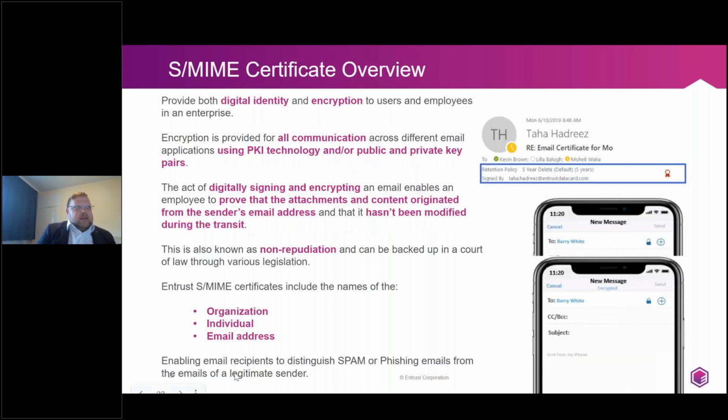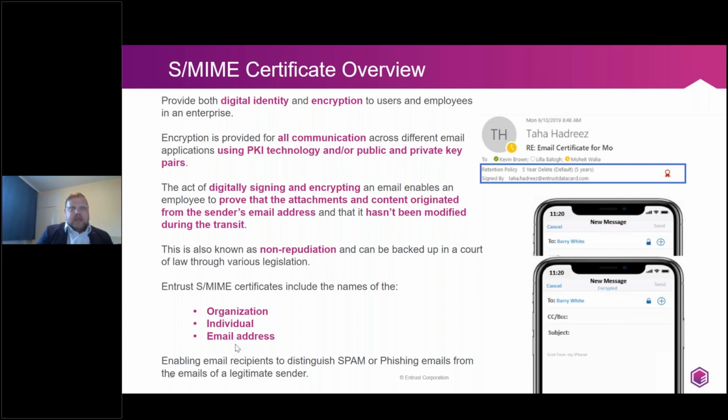So I just want to chat a little bit about SMIME certificates. Again, this is another category of certificate. SMIME stands for Secure Multi-Purpose Internet Mail Extension, and it can help enterprises in a few different areas. To start with, it helps the recipient of an email to identify where the email came from, so that an employee can verify that the email came from a CEO or a CFO, and therefore they can trust the from address of that email.